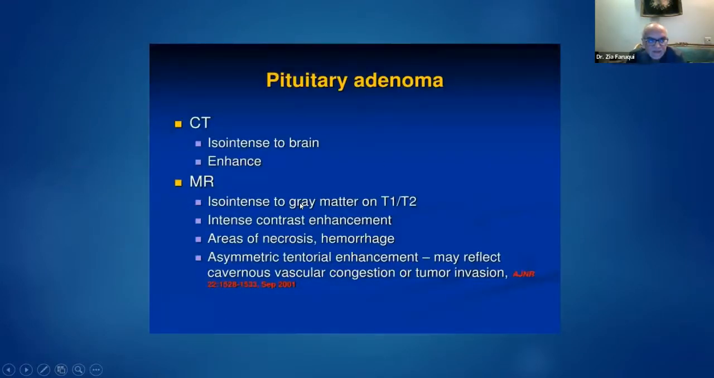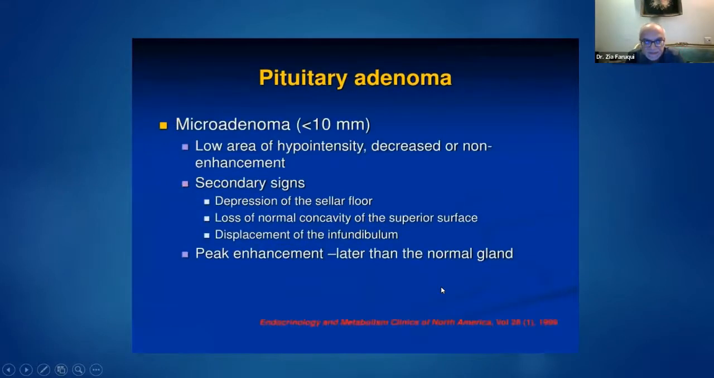So pituitary adenomas on CT are iso-intense to brain, and they may enhance. On MR, they're usually iso-intense to gray matter on both T1 and T2 weighted sequences. They do show contrast enhancement. Larger tumors may show necrosis or hemorrhage. And sometimes you can see asymmetric tentorial enhancement, which may reflect tumor invasion of the sinus. You can have either direct signs.